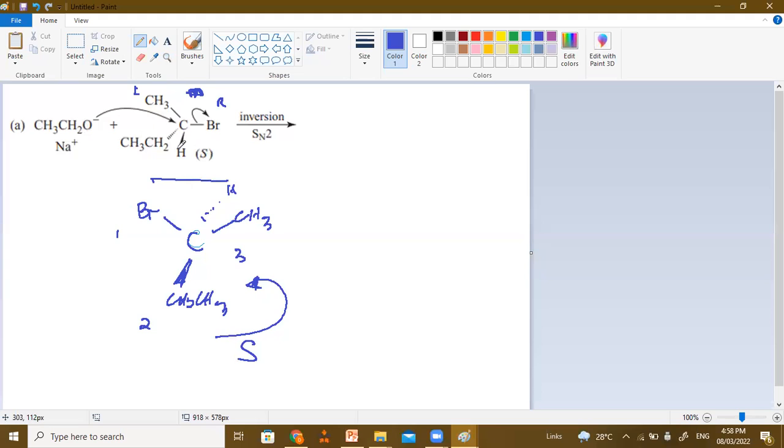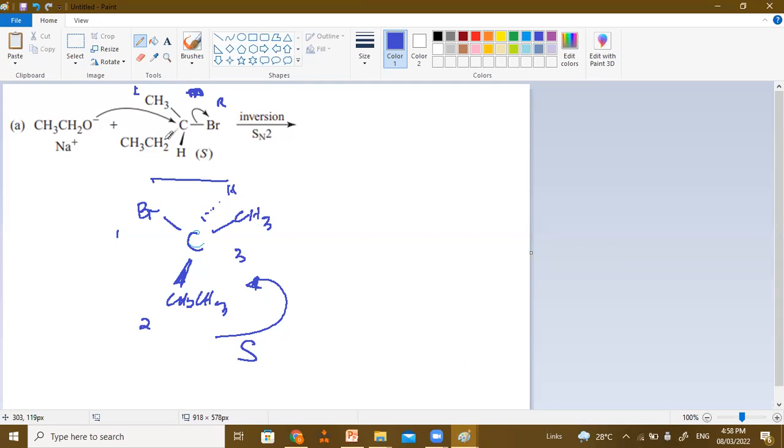So you can do this, but you just have to remember that whatever configuration you get, you will reverse it for the final. Because it was not oriented properly when we try to indicate the configuration of this structure. Clear? Clear to everyone? Clear? Yes, ma'am.